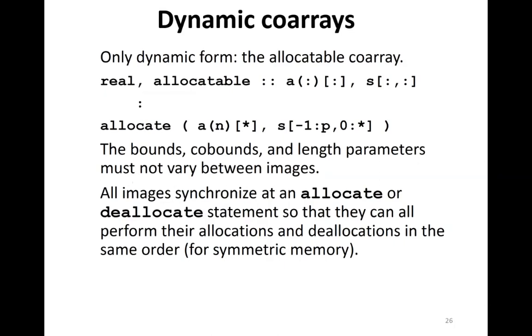By having exactly the same size for all the images, the model is that each image will use a stack and have a corresponding position in the stack. So every array will have the same address on every image. That requires synchronization because you can't allow one image to do its allocation in a different order from another image. It has to be synchronized. So there's an automatic synchronization at an allocate and also at a deallocate when you unwind the stack. So they can all perform their deallocations in the same order and keep consistent.